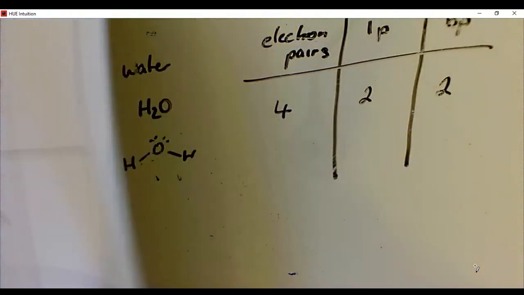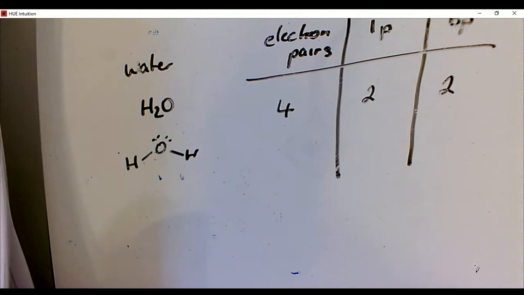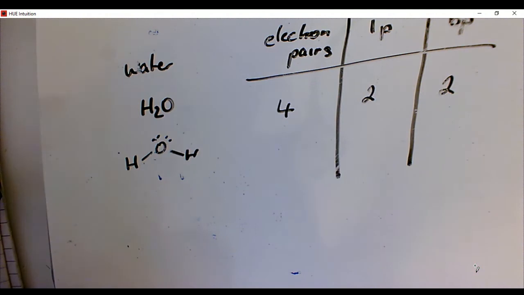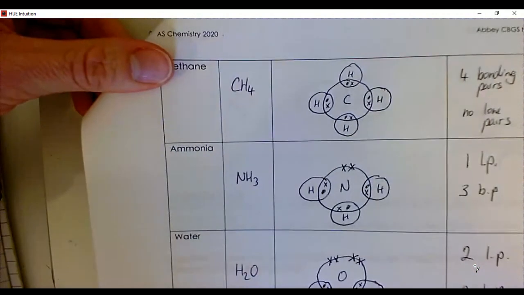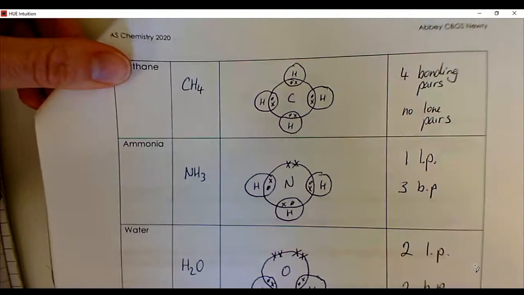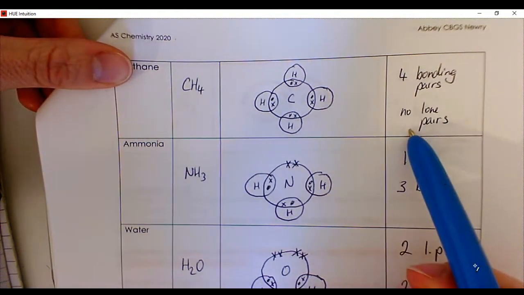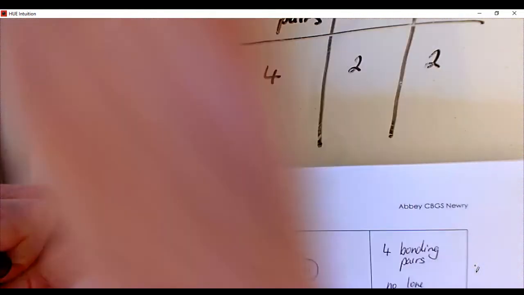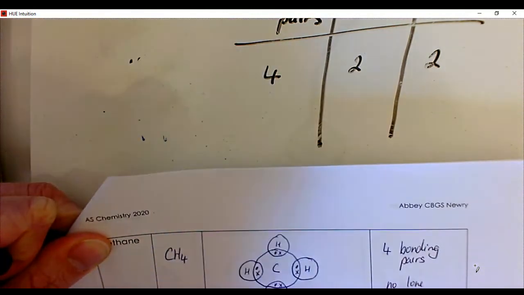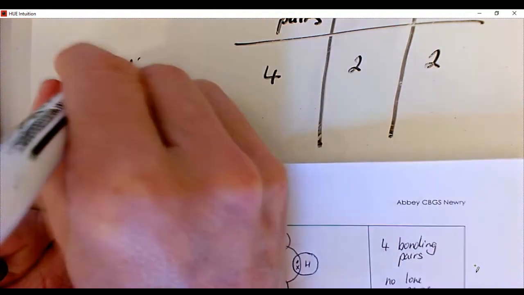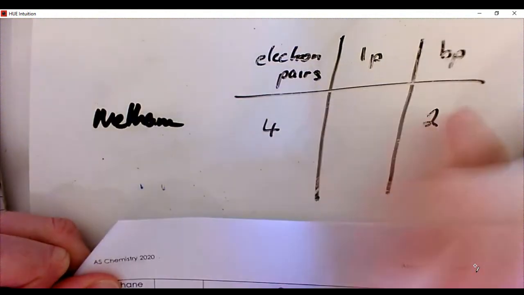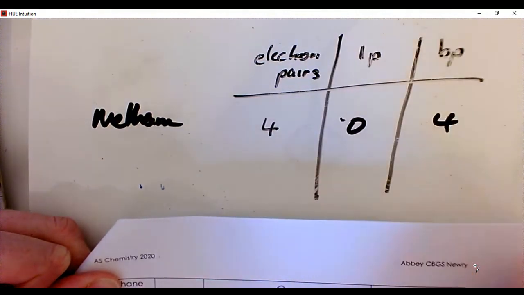Right, let's have a look at another one. Page 3, there's methane. I had actually tried to get you to assign the different numbers of electron pairs to get you in the kind of habit of that. So let's try methane. Methane has 4 electron pairs as well. This time though, it has no lone pairs and it has 4 bonding pairs.